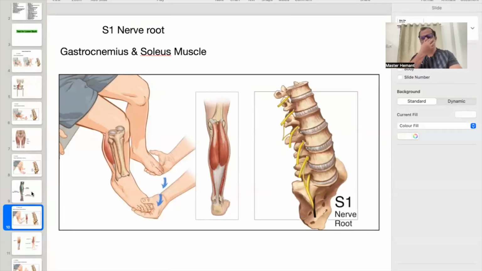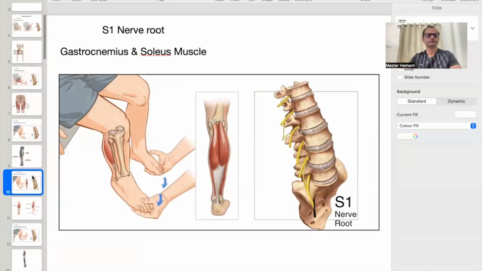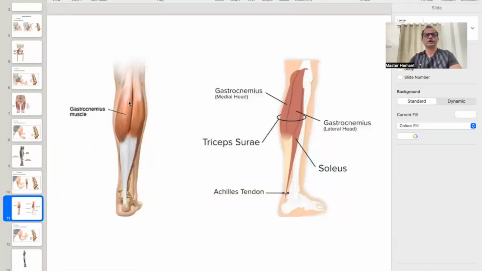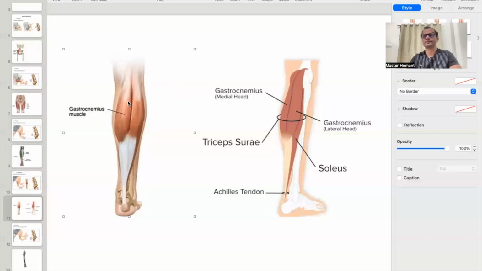S1 nerve root. अब हम S1 nerve root की बात करते हैं. Sacral 1. देखिए, हम काफ मसल को जानते हैं. ये हमारी काफ मसल है. We know that. हमारे पिंडलियों की मसल, काफ मसल. We know that.